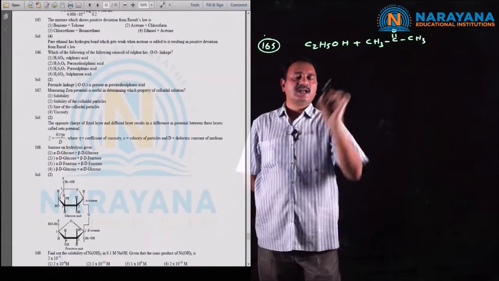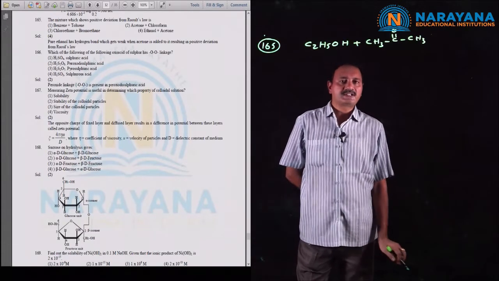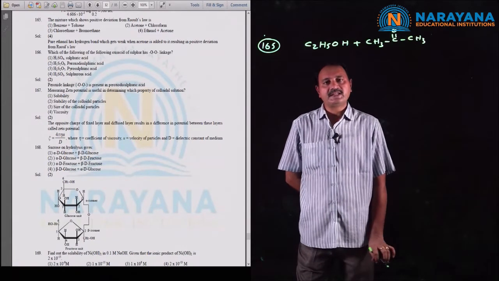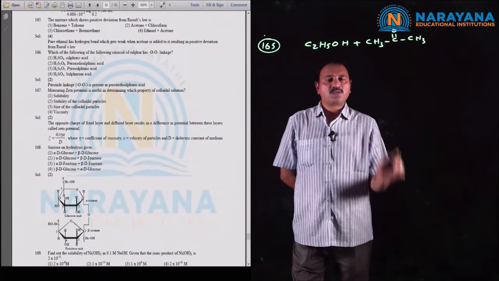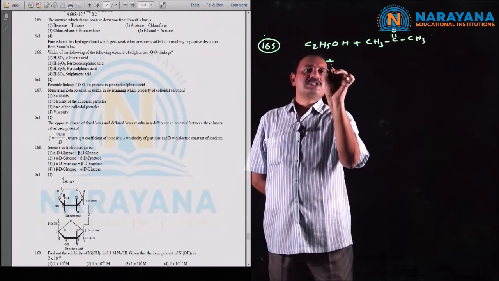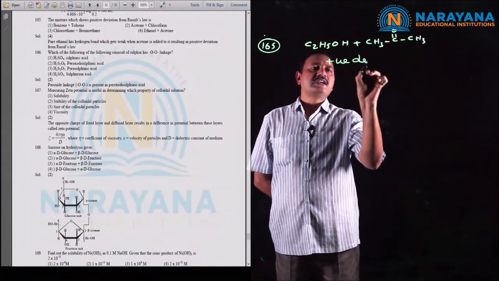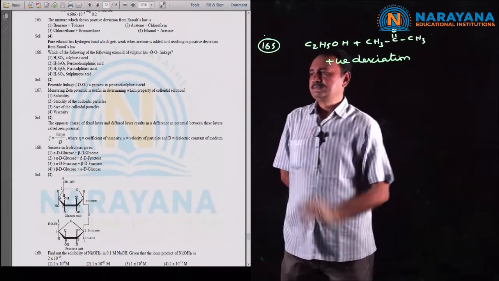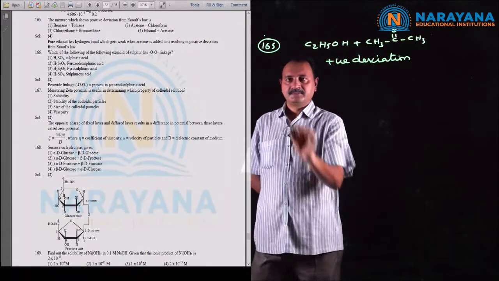Between these two molecules, only dipole-dipole attractions can exist. Dipole-dipole attractions are weaker than hydrogen bonding. So the force of attraction between the molecules decreases, which leads to a positive deviation from Raoult's law. Now the option is the fourth option.